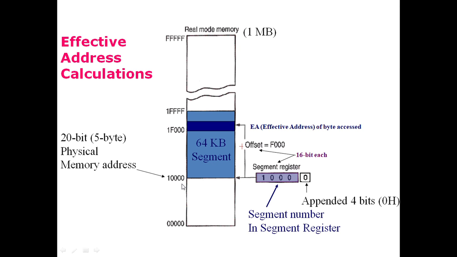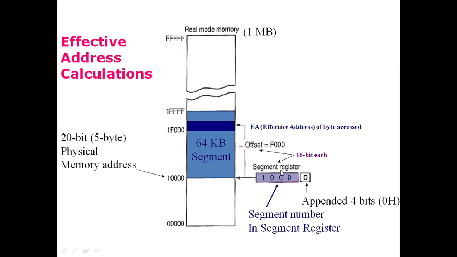So the total locations or the total addresses are 64K. And let's assume it is a segment, a 64 kilobyte segment. It can be any segment. It can be a code segment. It can be a data segment. This is the starting address, or the physical memory address of this segment, which is a 20-bit address, or 5 digits in the hexadecimal system.